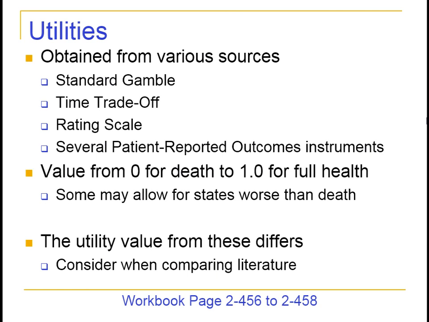And several patient-reported outcomes instruments are used for utilities. The value of a utility normally ranges from 0 for death to 1 for full health. Some of these techniques allow for states worse than death, and that goes to a -1. Be very careful when you're comparing literature, because if one study uses a standard gamble and the other uses a time trade-off, the utilities will have different values. So you need to compare the techniques to each other, or at least consider that there are differences.